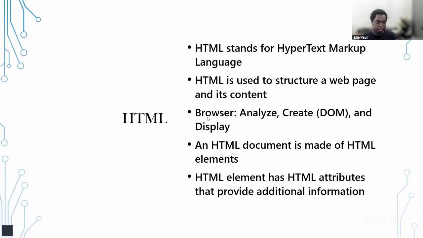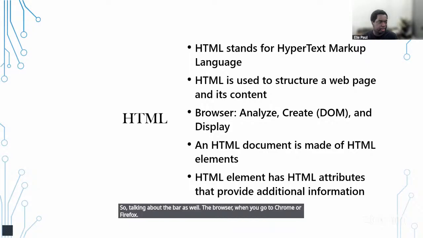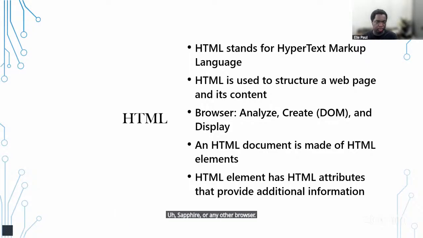So talking about the browser, when you go to Chrome or Firefox or Safari or any other browser you're working on, it's going to see the HTML file, process it, analyze everything about it, and create what we call a DOM. DOM stands for Document Object Model. So it's a model or structure that is created in order for it to display every part of the HTML so you can see it.